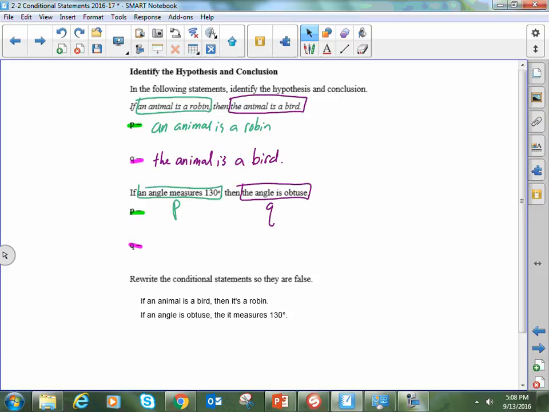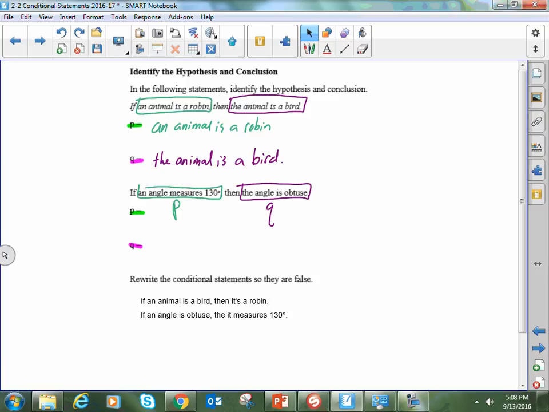I just reversed the order of the hypothesis and conclusion, and I said if an angle is obtuse, then it measures 130 degrees. Well, it could be 91 degrees, and that would be obtuse, and that's certainly not 130. So there's definitely a falseness to that statement. So that's just how I did it, and there's a reason why, and you'll see here soon as you follow through in your notes.